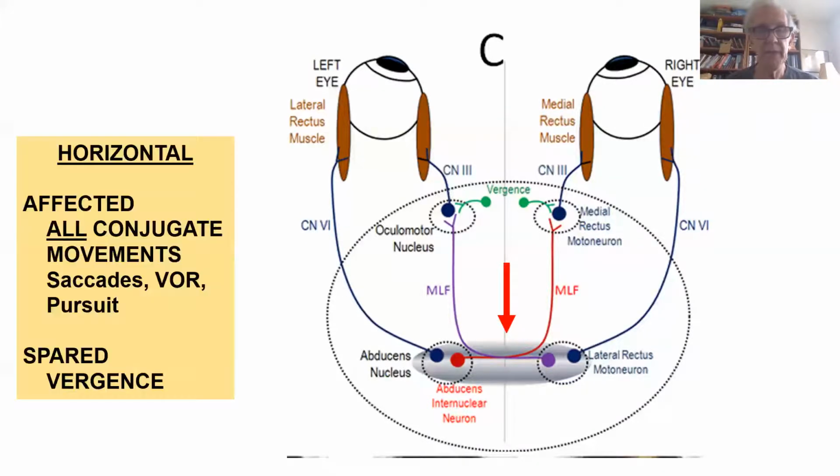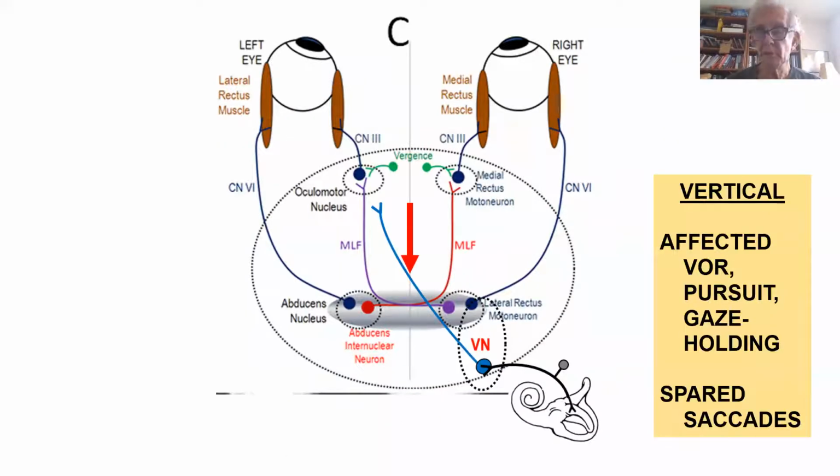That's our pathway. All conjugate movements, saccades, vestibular, pursuit horizontally. Vergence was spared. In terms of the vertical system, we didn't go into detail, but gaze holding, pursuit, and vestibular were all moderately affected, but saccades were clearly spared. She had nice, rapid saccades.